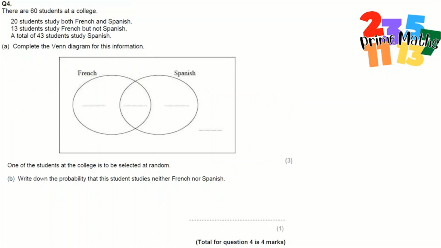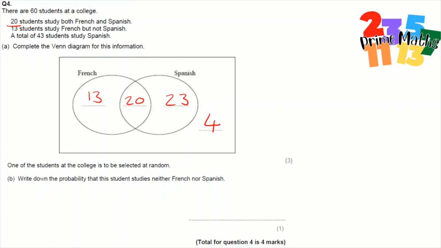Question 4, we know that 20 students study both French and Spanish, so 20 go in the middle. 13 students study French but not Spanish. That means 13 students go on that left-hand side. It says a total of 43 students study Spanish, so the Spanish circle must be 43, meaning there's 23 left over for Spanish. If we add those values together, we end up with 56, and there are 60 students in the college altogether, so that means there's 4 on the outside.